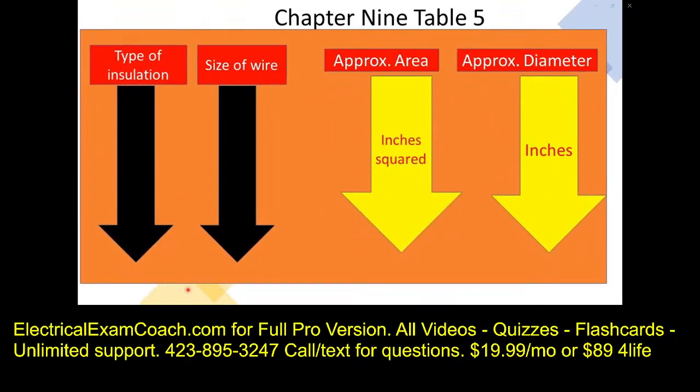When we get to Chapter 9, Table 5, it looks very similar to Annex C. But anytime we come to a table, we have to be careful to make sure we're in the right table. We want to make sure that we're in Chapter 9, Table 5, not in Chapter 9, Table 5A. Just like with Annex C, there is an A version of the table that is for only compact conductors.